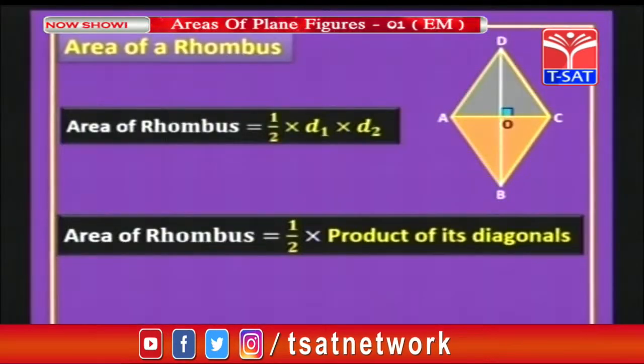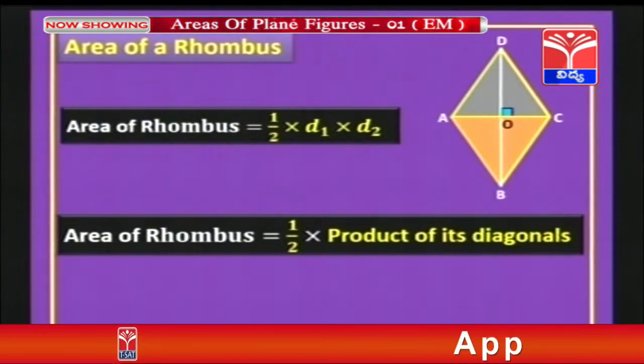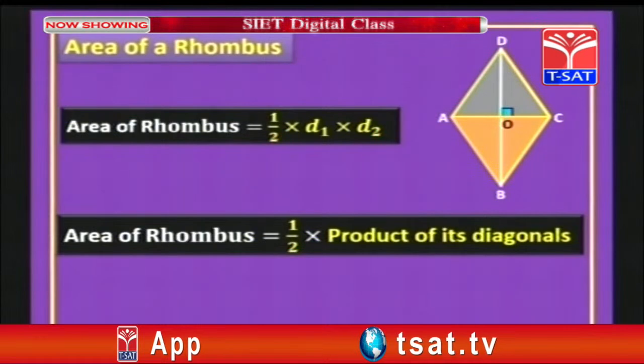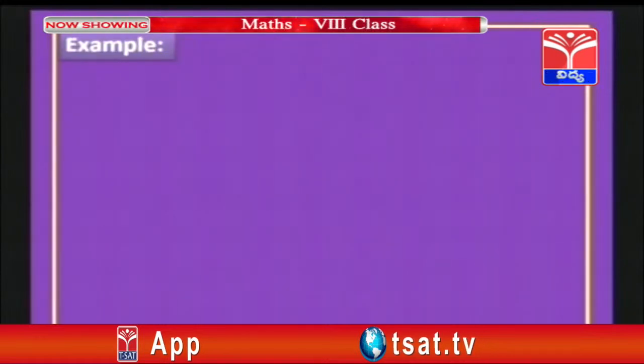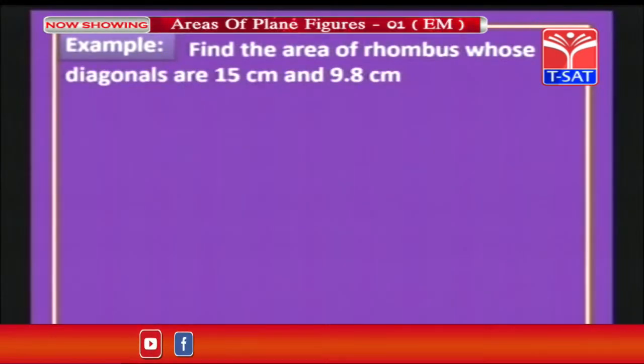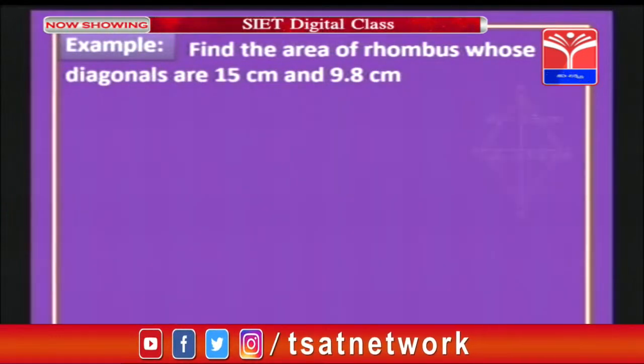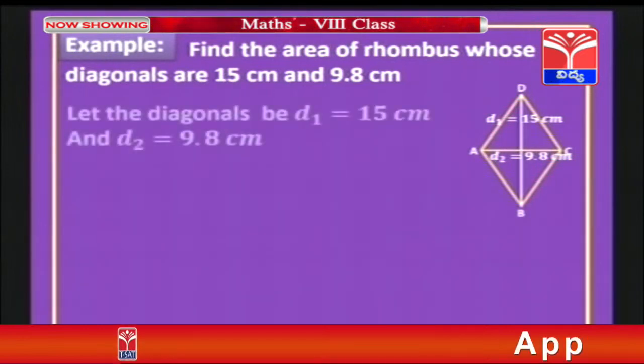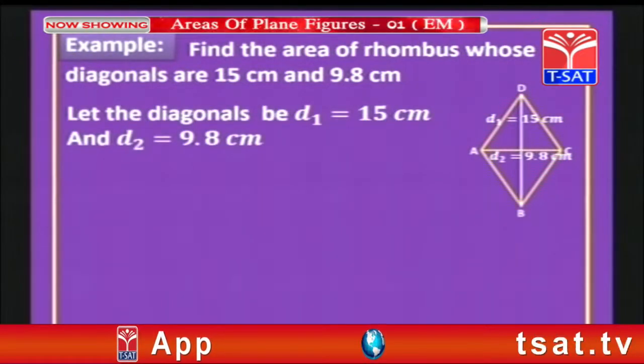So let us summarize the formula. The area of a rhombus is given by half into D1 into D2, which means half into the product of its diagonals. Take a look at an example. Find the area of a rhombus whose diagonals are 15 centimeters and 9.8 centimeters. So here let us assume D1 as 15 centimeters and D2 as 9.8 centimeters.